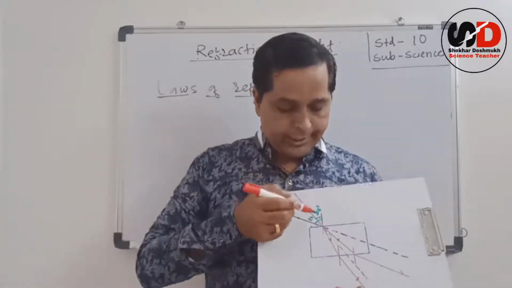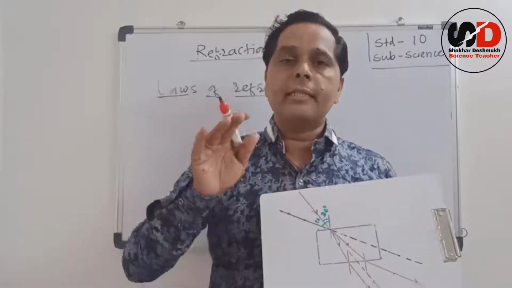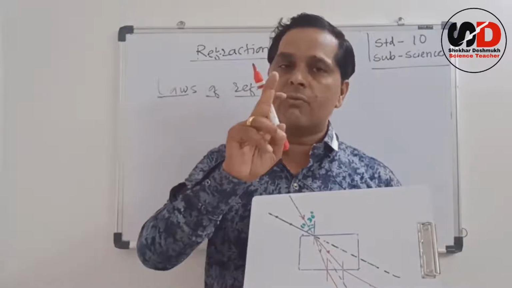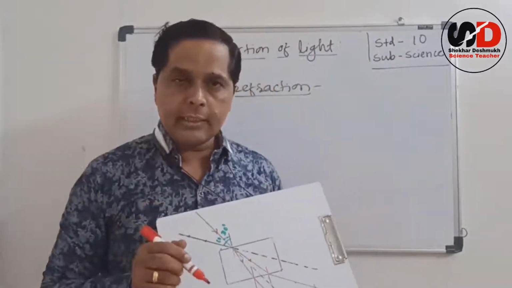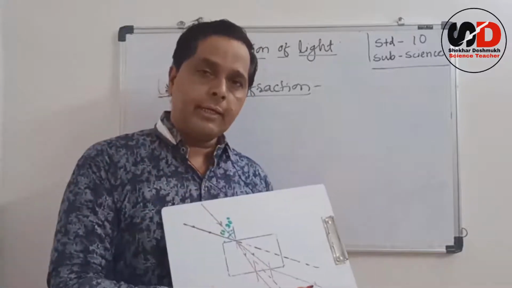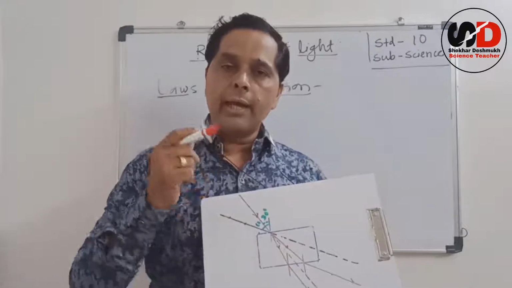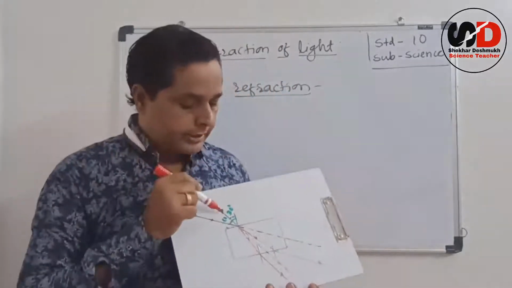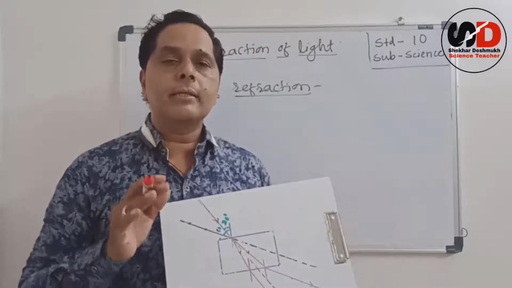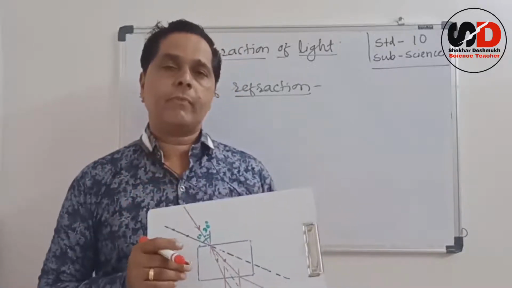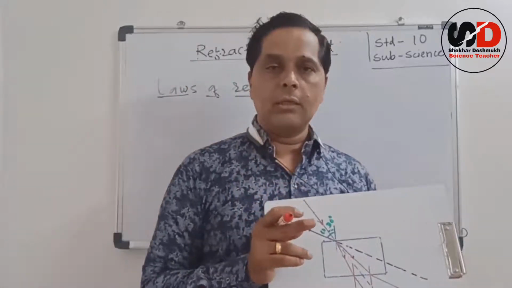And the incident ray, refracted ray and normal are in the same plane. So this is nothing but the first law of refraction. What is it? The incident ray and refracted ray are on opposite sides of the normal, and the incident ray, refracted ray and normal are in the same plane. This is the first law of refraction.